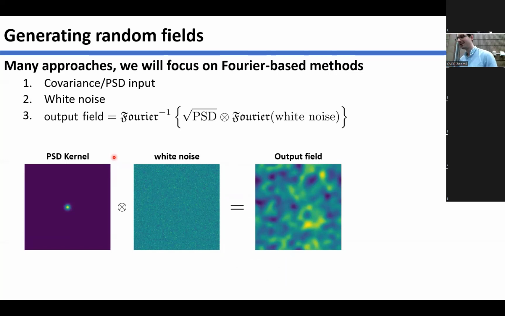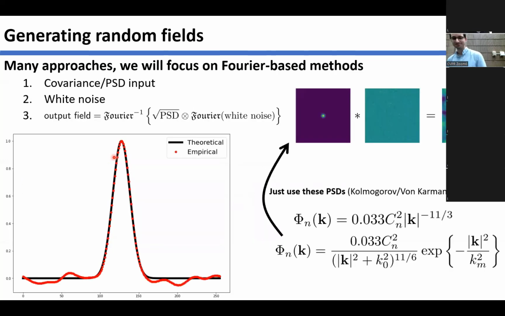So this is really the way that we end up doing all the simulations later. Since we know the power spectral density, we'll take the square root of that, multiply it by the Fourier transform of the white noise, and then take the inverse Fourier transform of that. We end up getting some output random field. And to prove to you that that works, here's, I think, maybe just 100 random realizations averaged.